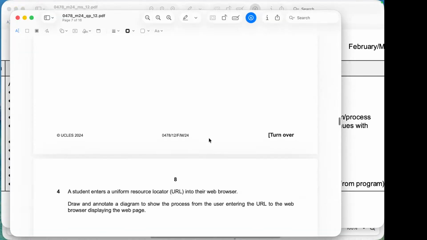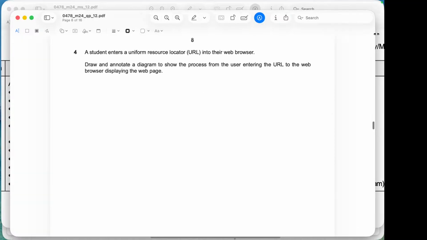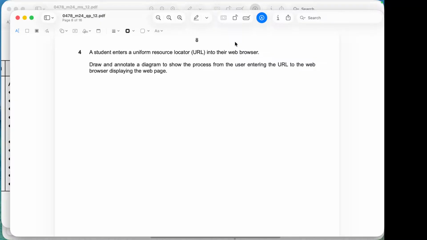So the next question, you've got to draw and annotate. So label means label. Draw and annotate a diagram to show the process from the user entering the URL in the web browser to the web browser displaying the web page. This is a really important process to learn, actually.